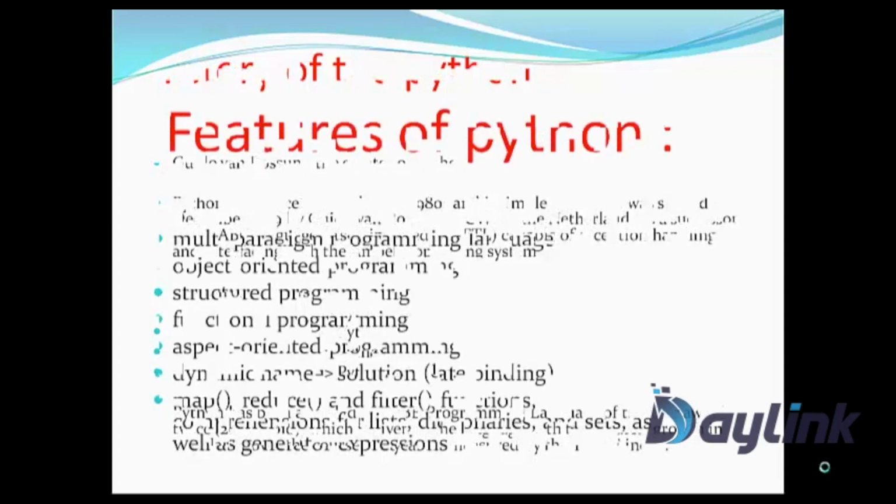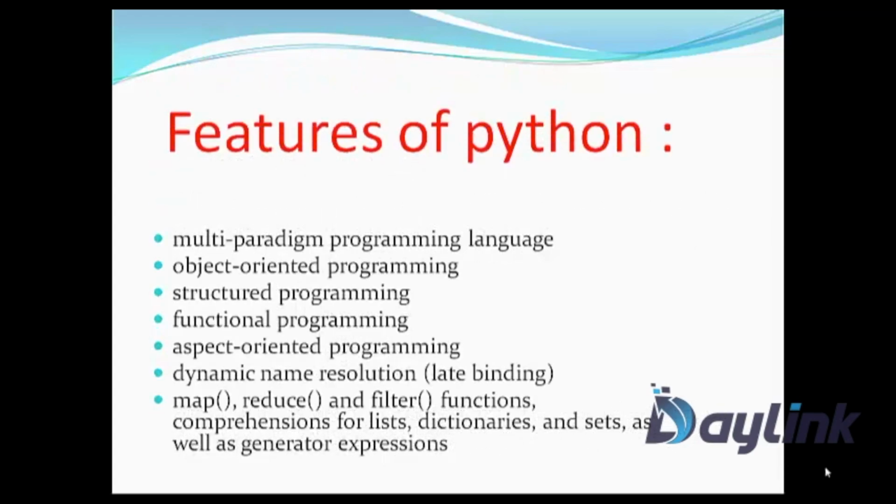Now friends, we see the features of the Python language. There are many features of Python. It is a multi-paradigm programming language. It is also object-oriented programming, structured programming, functional programming, aspect-oriented programming, and dynamic name resolution. It is also called late binding, which binds method and variable names during program execution. It also has map, reduce, and filter functions, comprehensions for lists, dictionaries, and sets, as well as generator expressions.